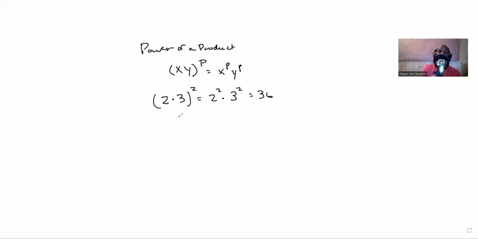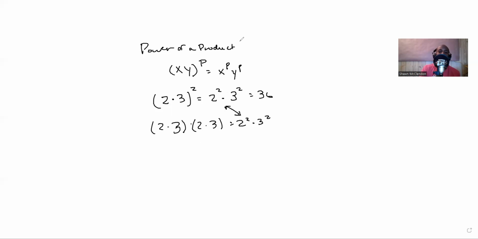If you want to write it out and see, that's going to be 2 times 3 squared, which is 2 times 3 times 2 times 3. So then you have 2 times 2. So that's 2 squared times 3 squared. See?